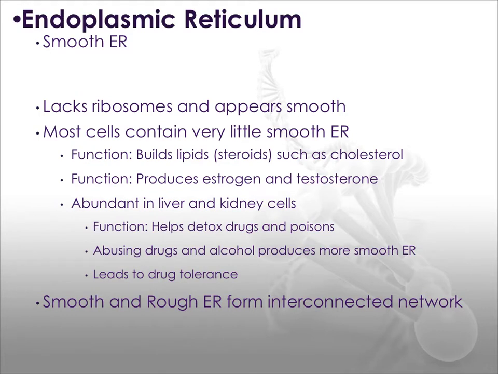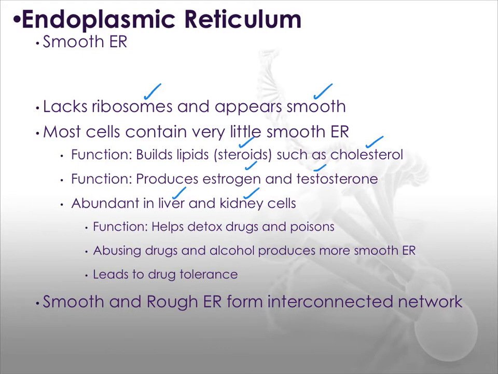Smooth endoplasmic reticulum. So this one's going to not have ribosomes. It lacks ribosomes and appears smooth, so there's no dots all over it. Most cells contain very little smooth endoplasmic reticulum. They don't usually have a whole lot of it. The function is to build lipids, in particular steroids, things like cholesterol. The function also is to produce estrogen and testosterone, things that are also steroids. They're abundant in liver and kidney cells. That's where you're going to see them the most.